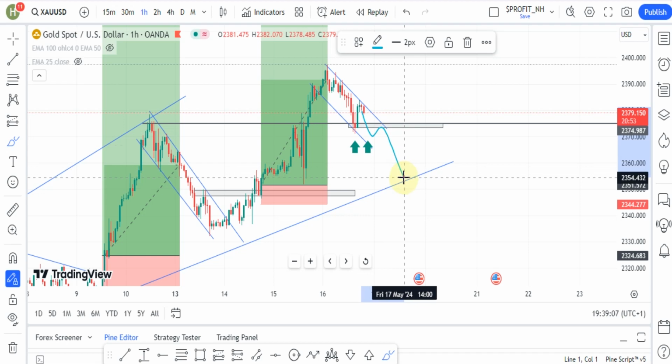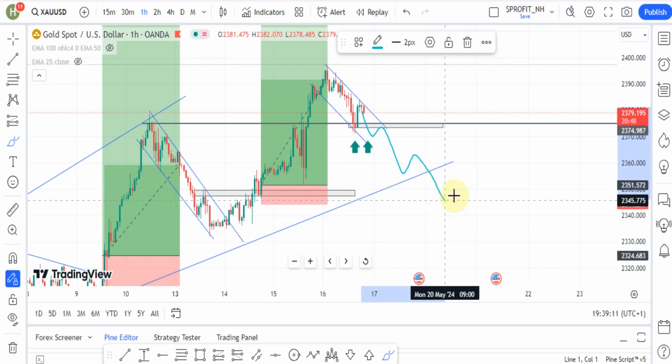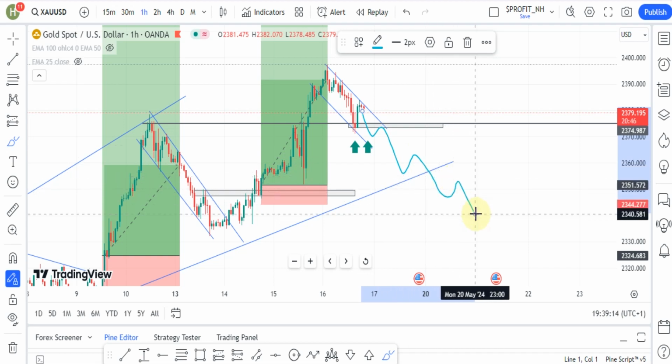Then maybe if the market does take out this area, then we'll expect something like this. We continue pushing to the downside.